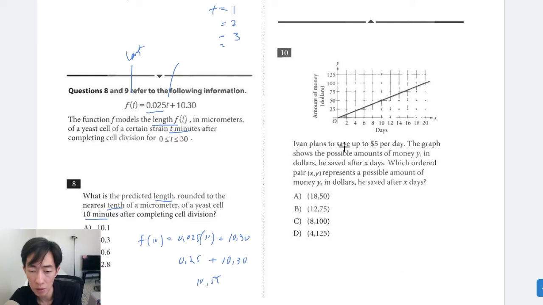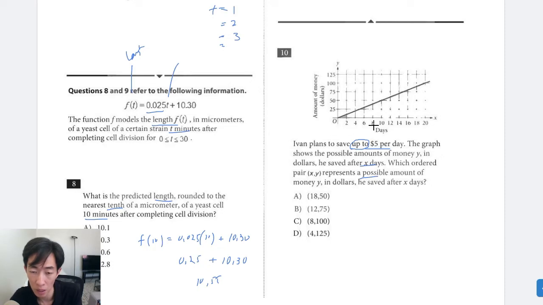Question 10, Ivan plans to save up to $5 per day. The graph shows the possible amounts of money in dollars he saved after X days. Which ordered pair represents a possible amount of money he saved after X days? So the key phrase here is that he's saving up to $5 per day. So I don't know if this graph should be shaded.